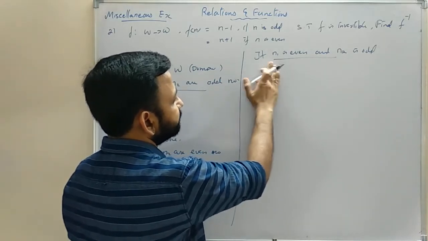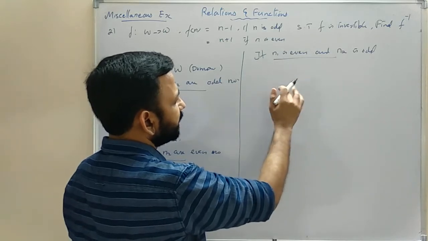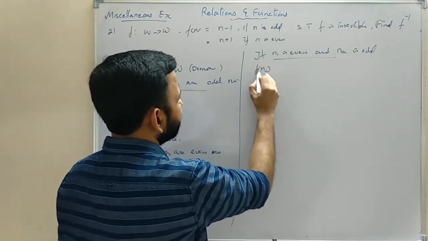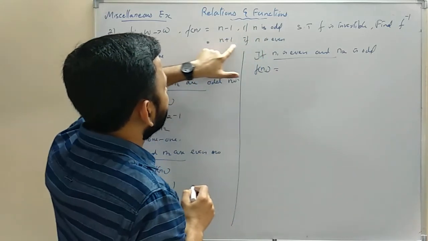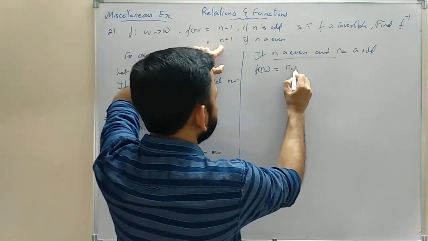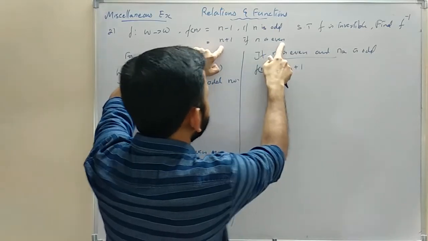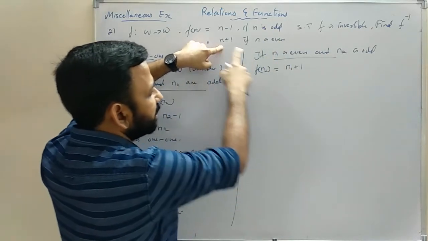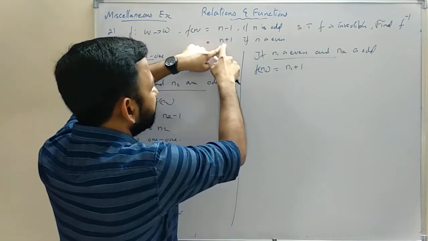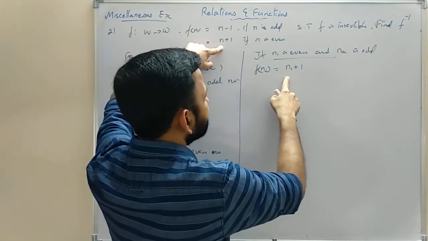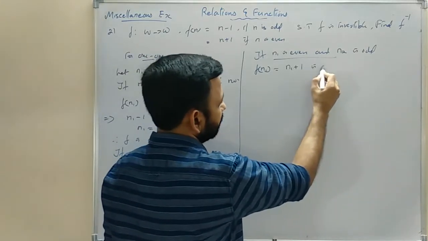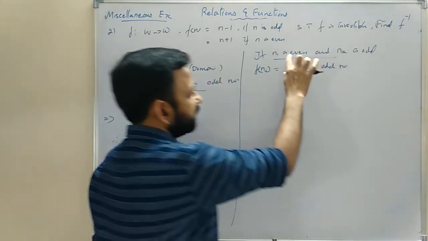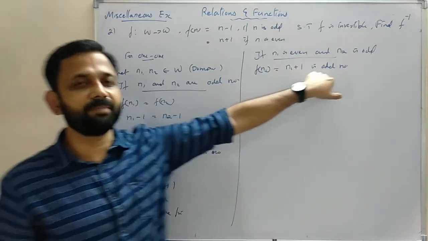If n1 is even and n2 is odd, then f of n1 is equal to n1 plus 1, since n1 is an even number. So if n1 is an even number, n1 plus 1 is an odd number, because an even number plus 1 is an odd number.